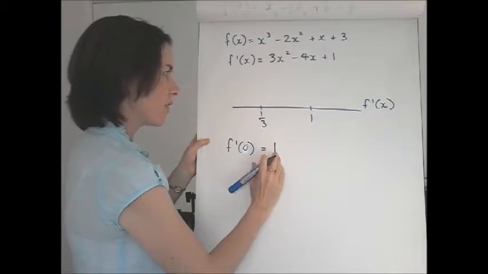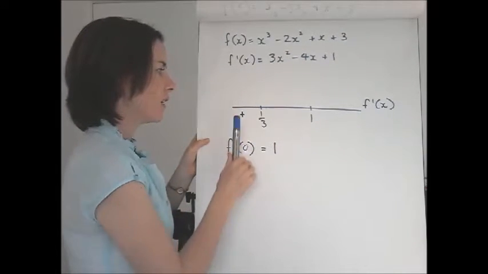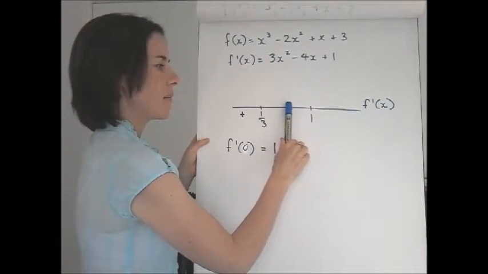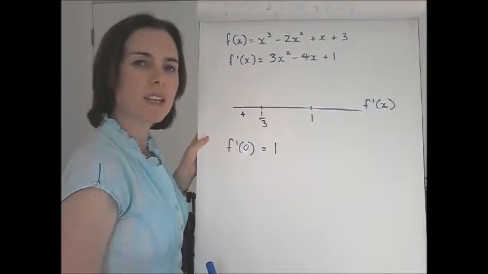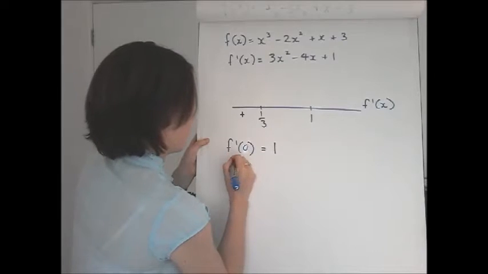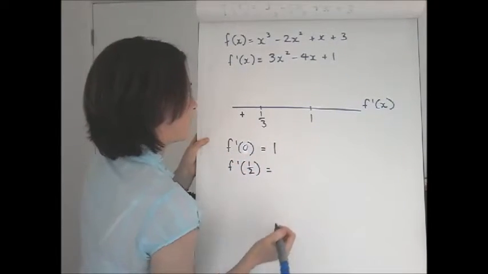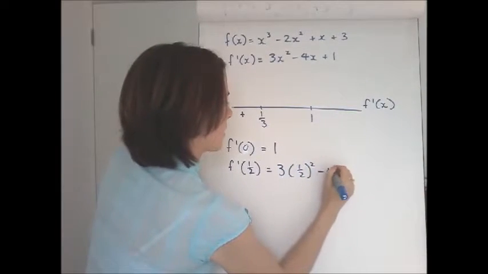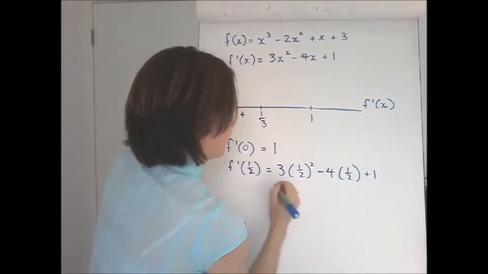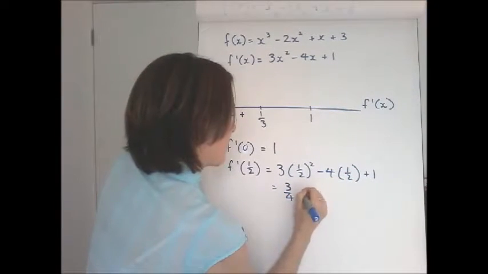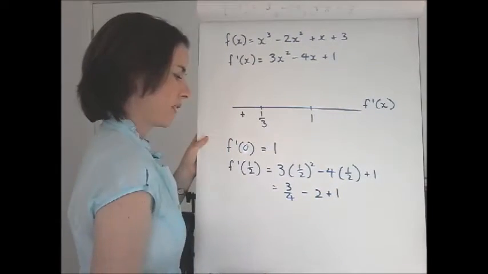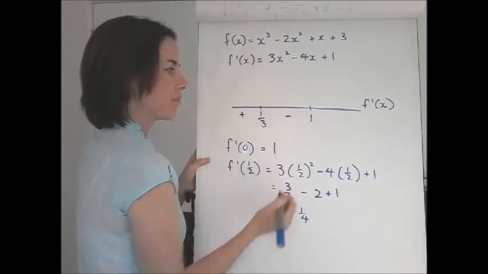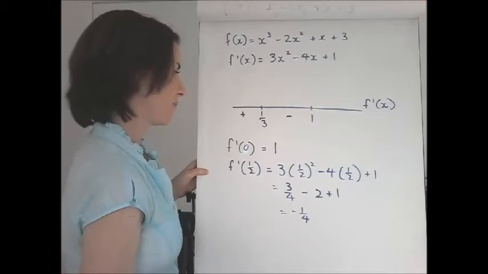And when I sub it in, I get 0 minus 0 plus 1. So this is a positive number, and that's all I need to record there, that in this region the first derivative is positive. Now if I choose a number in between 1/3 and 1 to represent the middle region, I might choose a half. And that would be 3 times a half squared minus 4 times a half plus 1. 3/4 minus 2 plus 1. So 3/4 minus 1 is -1/4. That's negative. So all I need to know about that is just the sign of it.